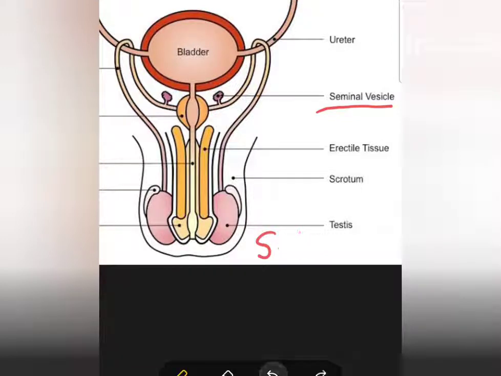Let me write it properly. Semen is basically a fluid which consists of sperm and other secretions from different glands like the seminal vesicle, prostate gland, and Cowper's gland. We will discuss these two other glands just after this. So basically semen is the mixture of sperm and all the secretions from the different accessory glands of the male reproductive system. So I hope the seminal vesicle is clear to you all.